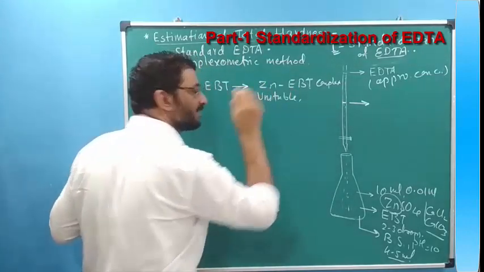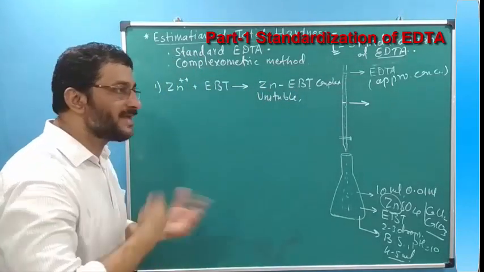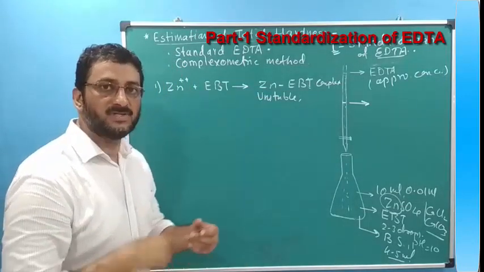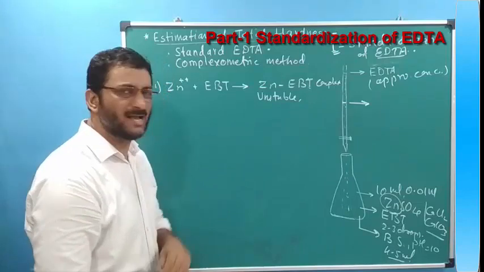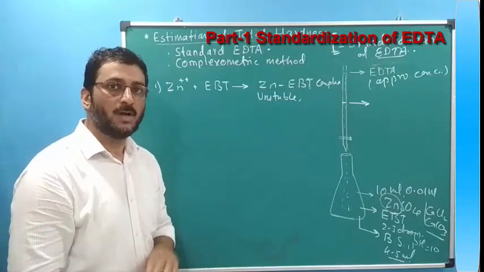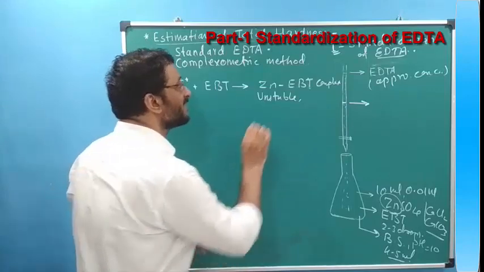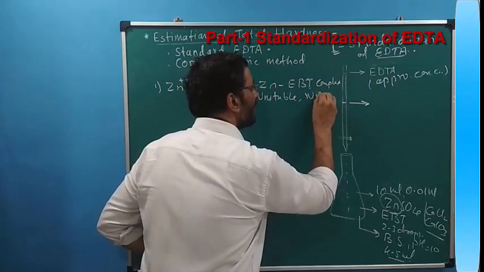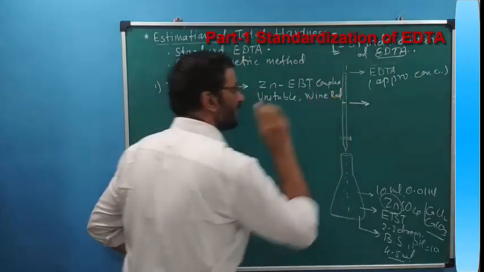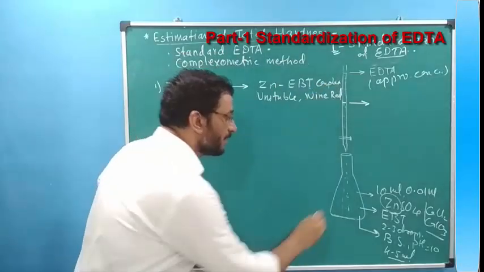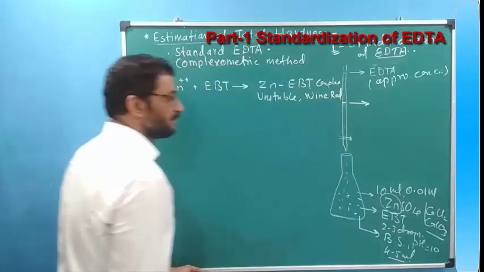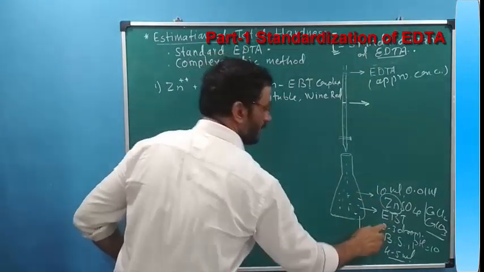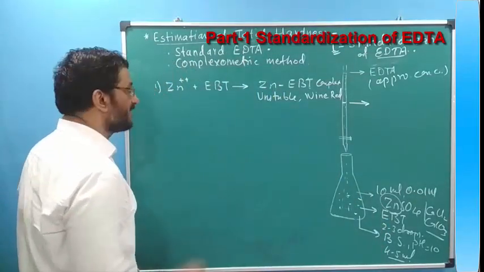This complex is unstable, means very reactive. If suppose I am very reactive, then I will start running from one place to another place. I may fall down, I may break down. Unstable means very reactive. Simple meaning is that this bond is breakable, okay? And it is a colored complex. Wine red color complex is formed. So before addition of EDTA, you have to observe wine red color, indicating the metal indicator complex.